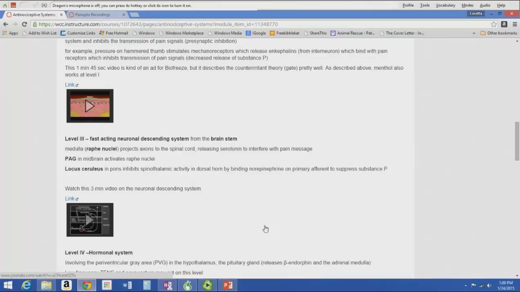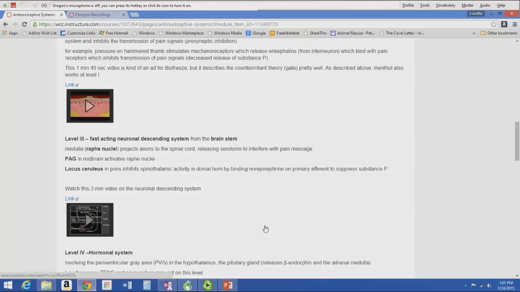It is fast pain. So the locus ceruleus is releasing norepinephrine to suppress that fast pain. It inhibits that spinothalamic activity. So we're trying to reduce our conscious awareness of pain. Okay, so that's our pain reduction system. There's a little video on the neuronal descending system.